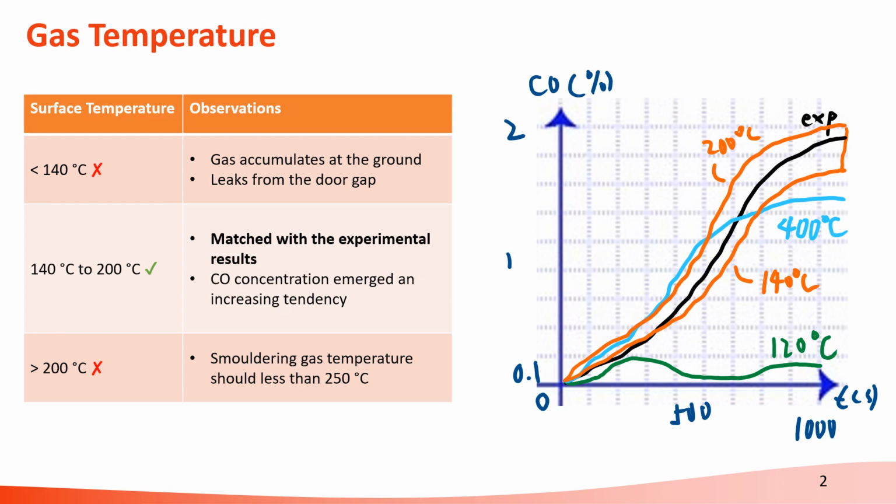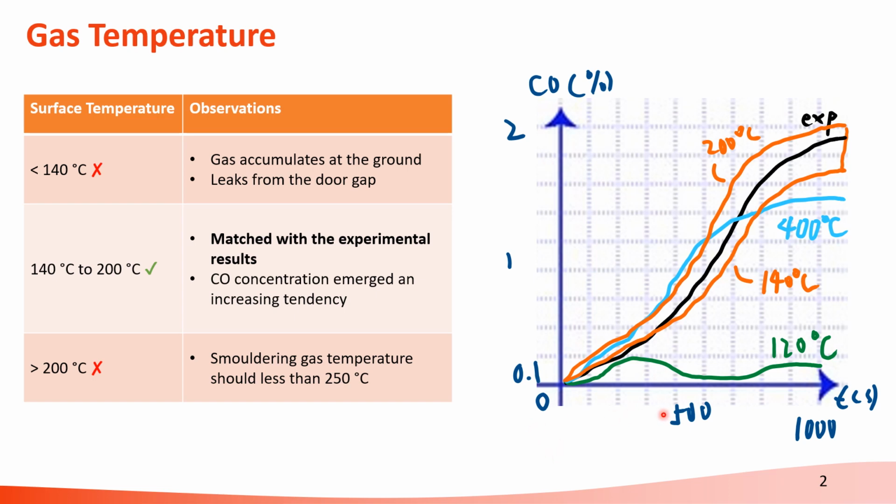The carbon monoxide gas distribution in a space, or the gas movement, will be affected by the gas temperature or the surface temperature of a smoldering fire. So let's take a look at this graph. This graph is about the carbon monoxide concentration in a space.